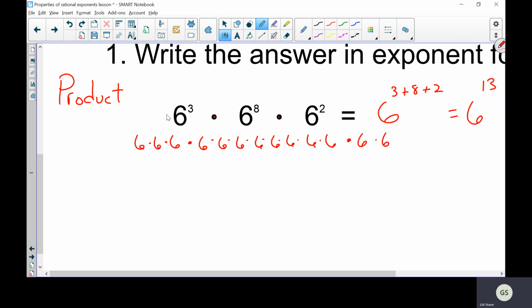We do not multiply the exponents times each other, which some of you did. We add the exponents because it's really just telling us how many 6s we have. We had 3, we had 8, and we had 2, so add all that up, and we had 13 6s. So that's a real super fast review of what we did last week, for those of you that are not here. Any questions on that?